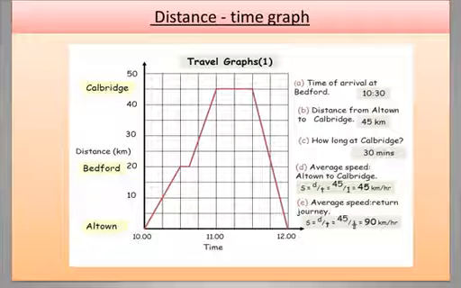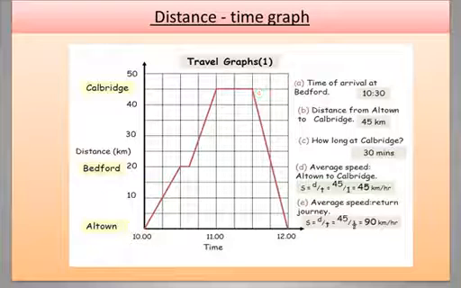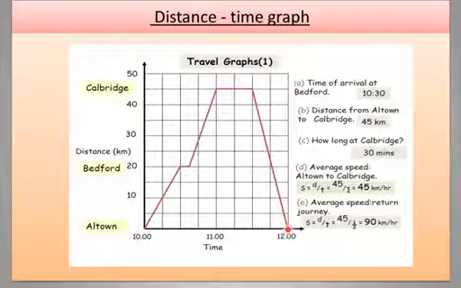Okay. Now the last question E. Average speed return journey means while it returned, what is the average speed? Because it came faster than the going time. You can see by the straight line from here to there, it reached so fast, from 11:30 to 12 o'clock. Only half an hour it took to reach the starting point. So what is the average speed? It will be more.